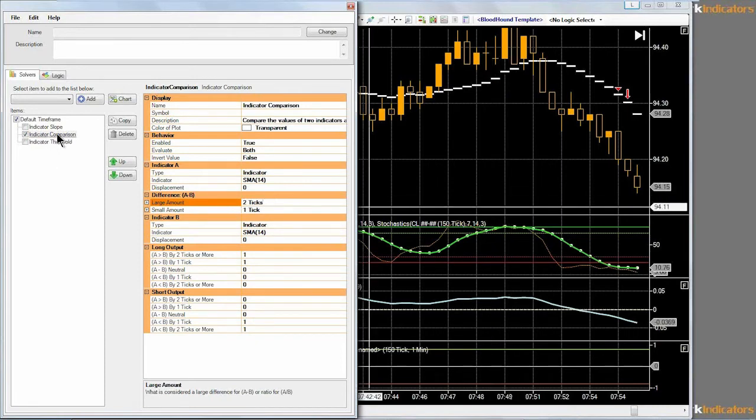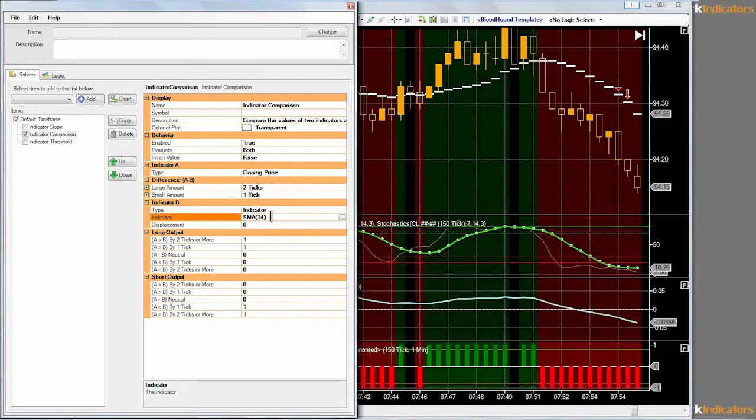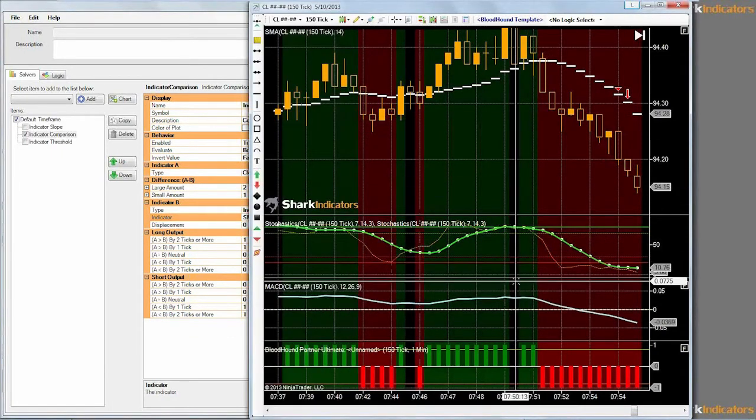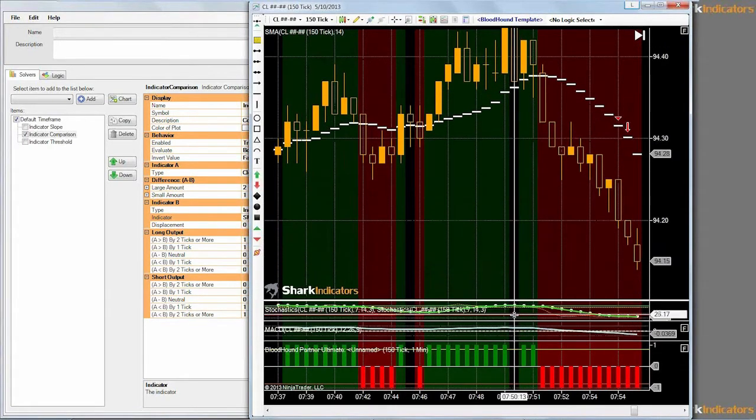Okay, so the comparison solver. As I said earlier, what we're doing is measuring a distance between two data sets. In this case, I haven't put anything in here. So we'll keep this simple, and I'll specify the closing price to the SMA. And there, shrink those down. That'll stretch out our chart a little bit.